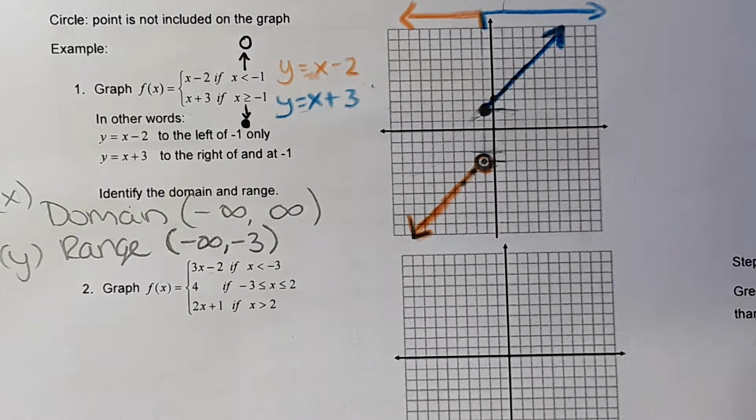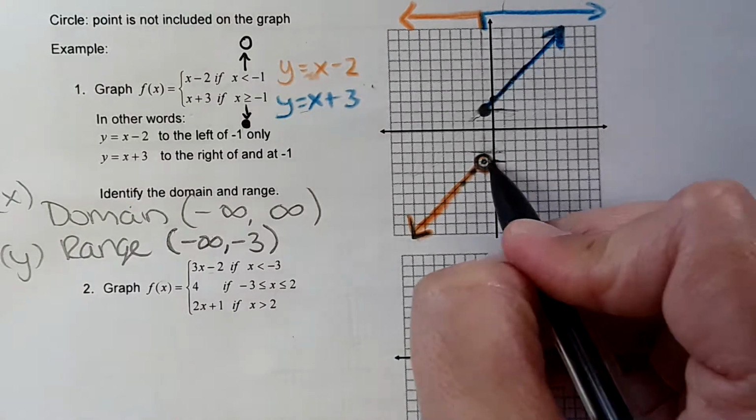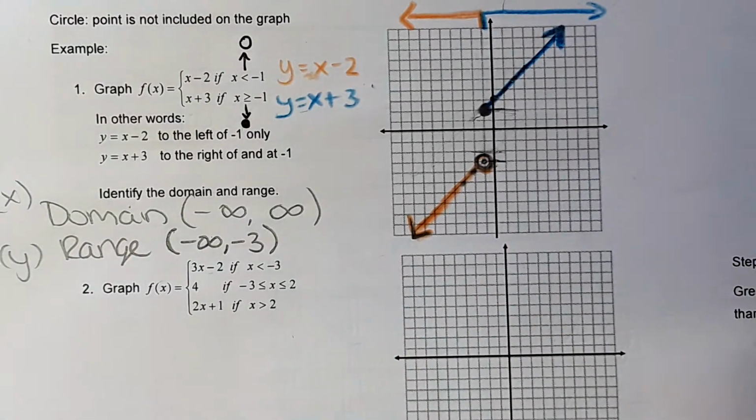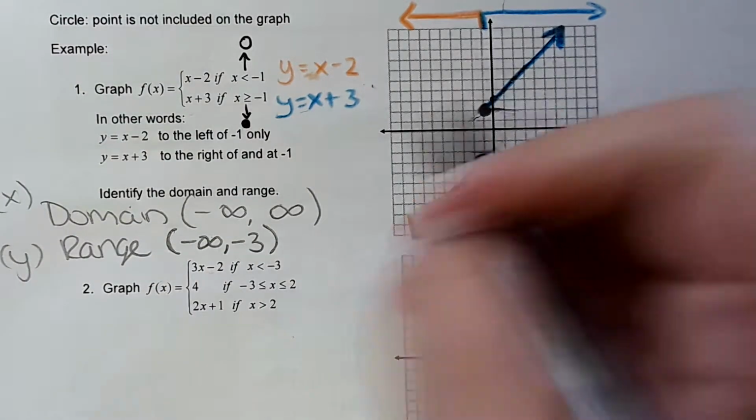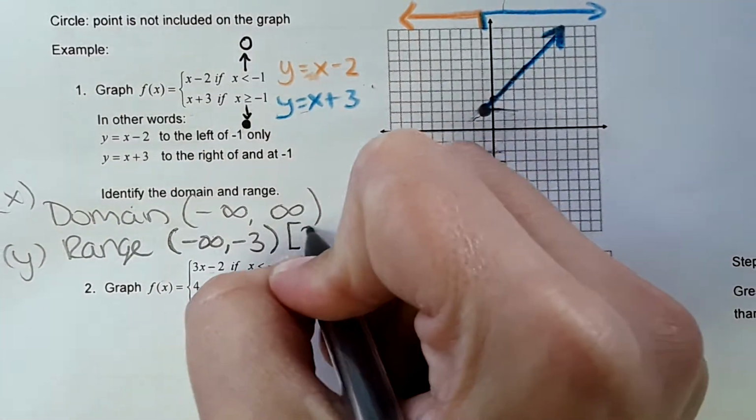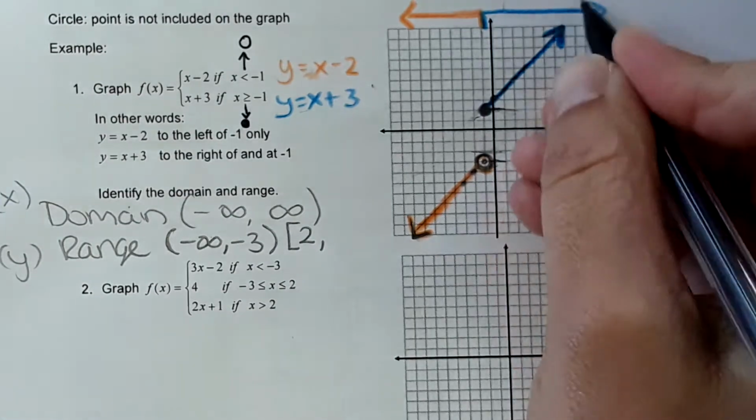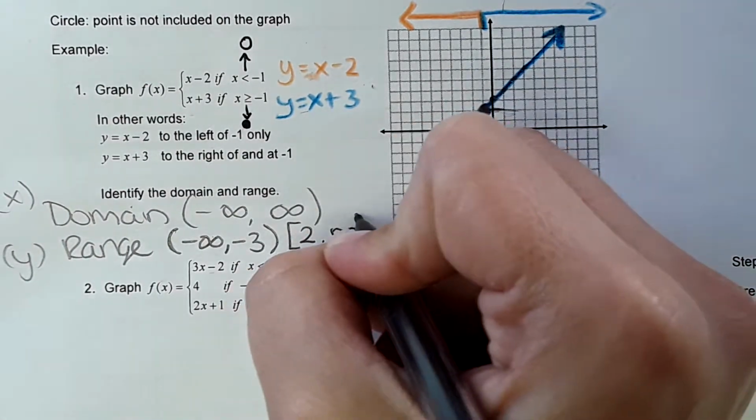Did you get -3? It's at -3 on the y. And then for this one, this is at +2. It's a closed dot, so we use the bracket. And then it goes up forever and ever, so that goes to infinity and beyond.